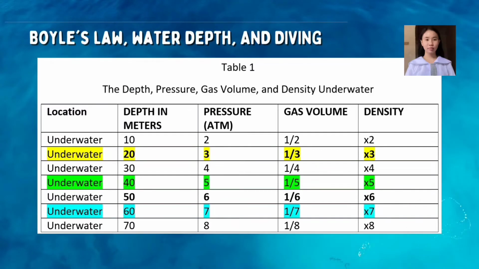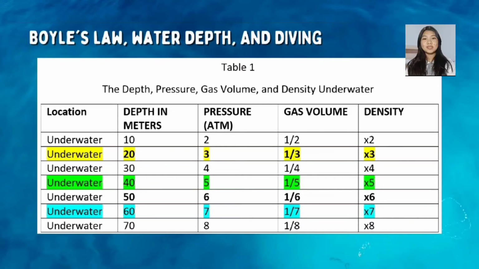This table shows the relative values of water depth in feet. We have the pressure, volume, and density. For our first quartile, it means that 25% of the data are lower than or equal to the values relative to 20 meters depth. It means that the pressure is below or equal to 3 atmospheres, and the volume is 1/3 or below, and the density is times 3 or below.